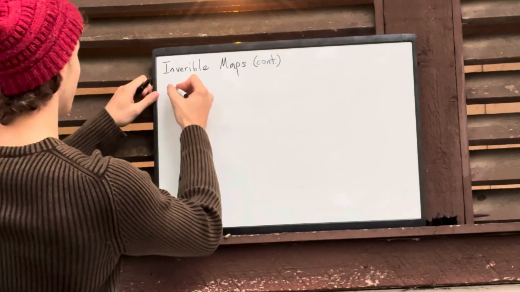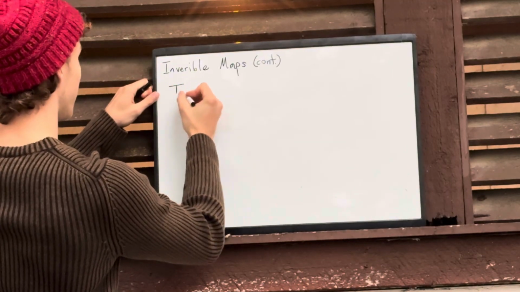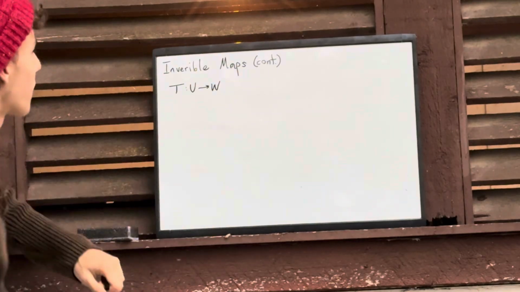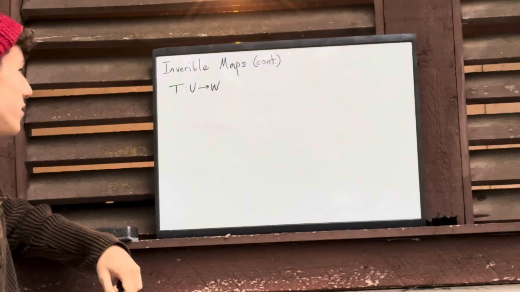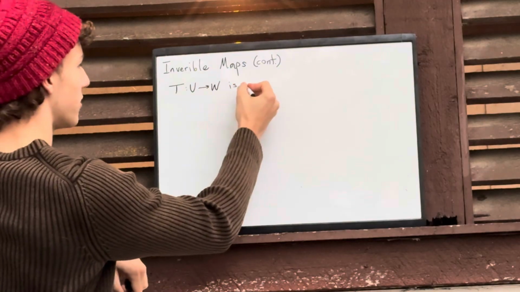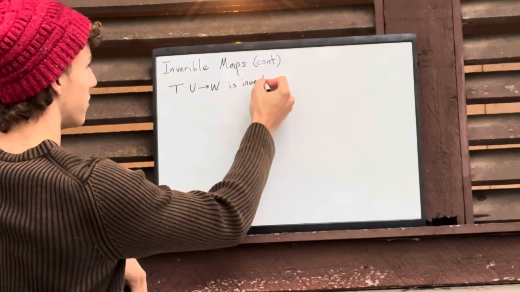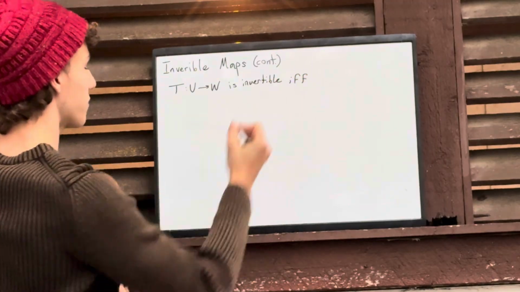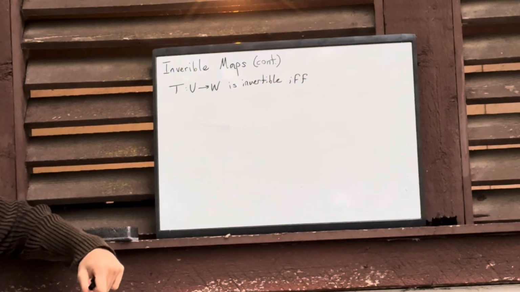What I want to show is this: we have some linear map T from V to W. When is T invertible? T is invertible if and only if the following two things hold.